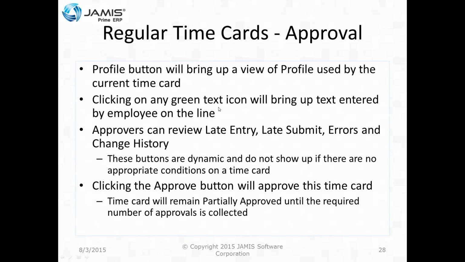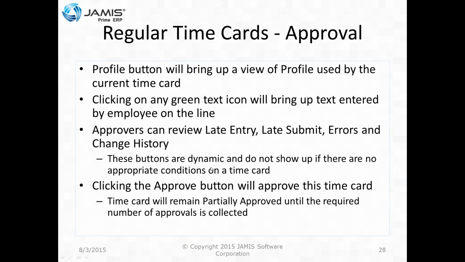Clicking on any green text icon will bring up the text entered by the employee on that particular line. So if somebody has comments in there, or reasons why they had to change their time card after the fact, you will see a green box and you can click on that and read whatever the employee put in there. Approvers could also review late entries, late submittals, and errors, but we are not using late entry right now, but you will be able to see the change history.